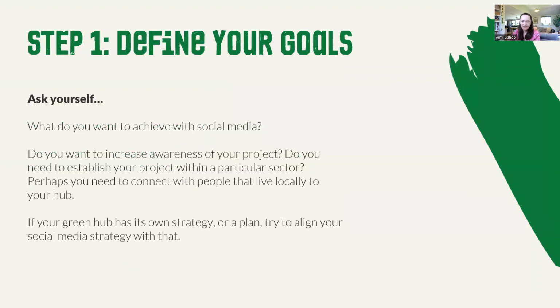So, step one then is to define your goals. This is about asking yourself, what is it that you want to achieve with social media? And this is a really important question. And ideally, you'll be as specific as you can. So, do you want to increase awareness of your project? Perhaps you need to establish your project within a particular sector, or maybe you're hoping to connect more with people that live locally to your Green Hub.